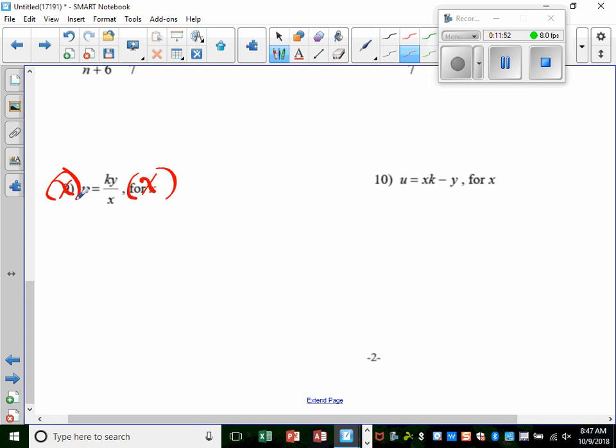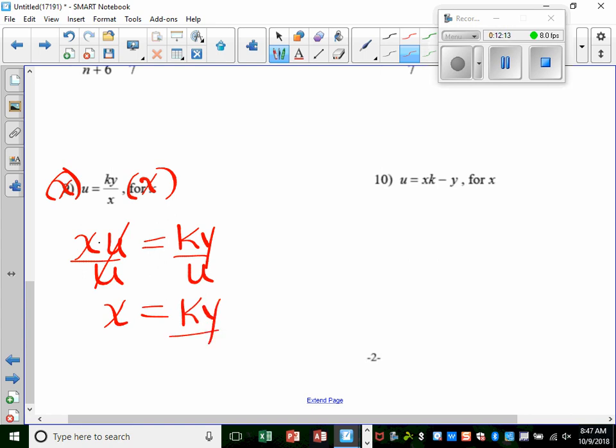All right, so we're going to have xu, or ux, it doesn't matter, equals ky. And if I am solving for x, and x is being multiplied by the u, then I'm going to divide both sides by u. So x equals ky divided by u. So that's what you should have for that question there.